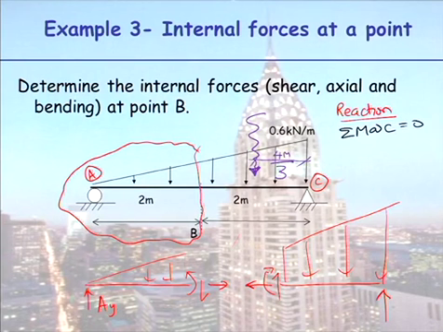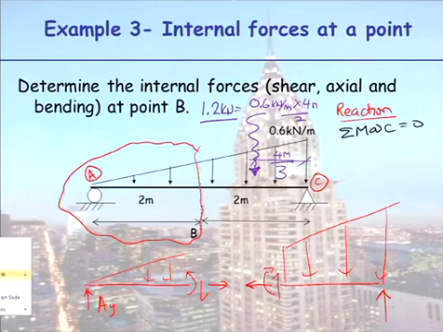What is the value of that resultant? Well, it's a triangle, so it's half of this if it's a UDL load. So it's 0.6 kilonewtons per metre times 4 metres divided by 2. Or think of it as a triangle, half base times height. So that force there is 1.2 kilonewtons.